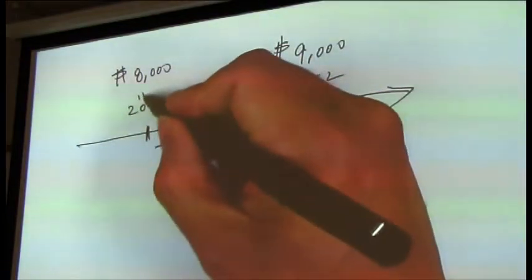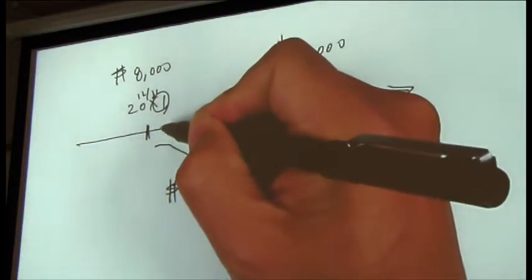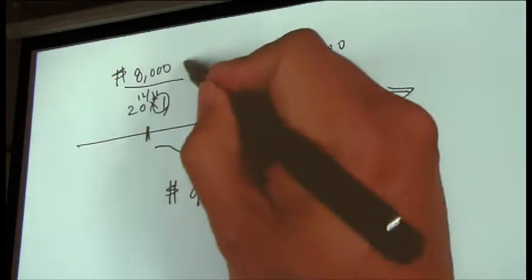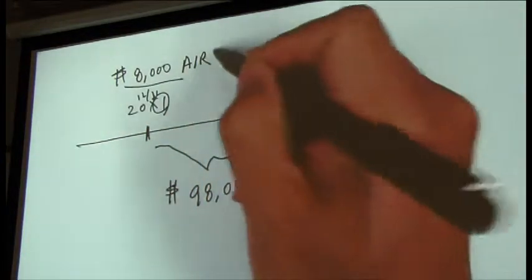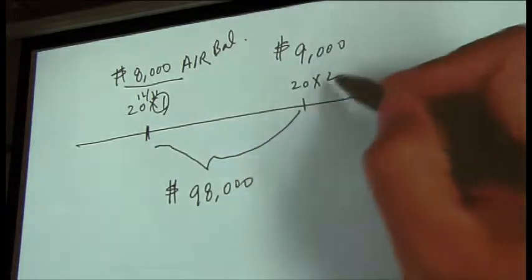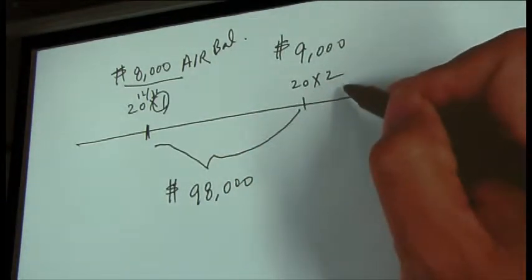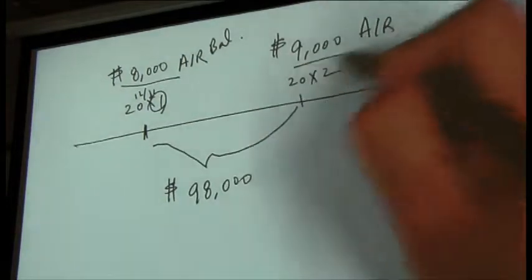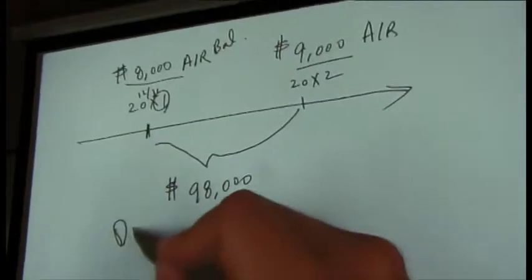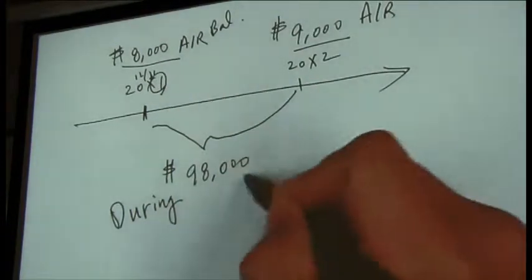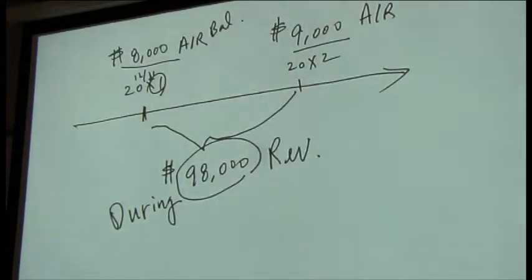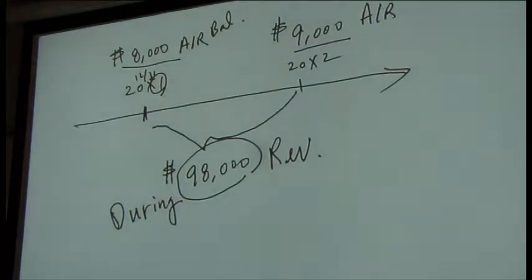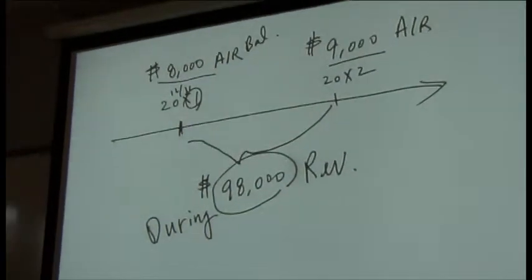Standing on December 31st, X1, you can say January 1 of X2, $8,000 was the AR balance. Standing December 31, X2, your AR balance became 9,000. During the period, $98,000 was recognized as sales or sales revenue. Don't forget, where's our destination? What are you searching for right now? Cash, only cash received from customers.